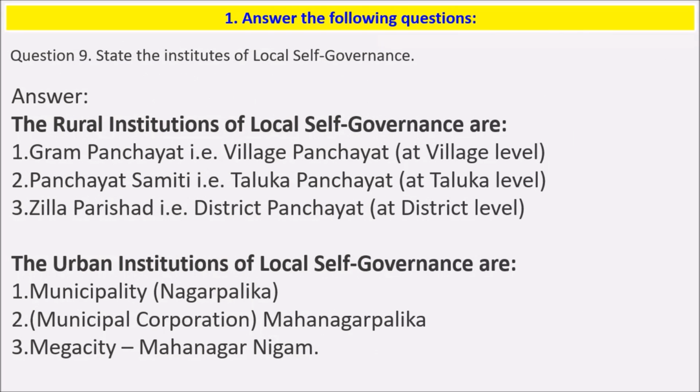Next, state the institutes of local self-governance. The rural institutions for local self-governance are Gram Panchayat, that is village Panchayat at village level, Panchayat Samiti, that is Taluka Panchayat at Taluka level, Jila Parishad, that is District Panchayat at district level. The urban institutions of local self-government are municipality, that is Nagar Palika, municipal corporation, that is Mahanagar Palika, mega city, that is Mahanagar Nigam.